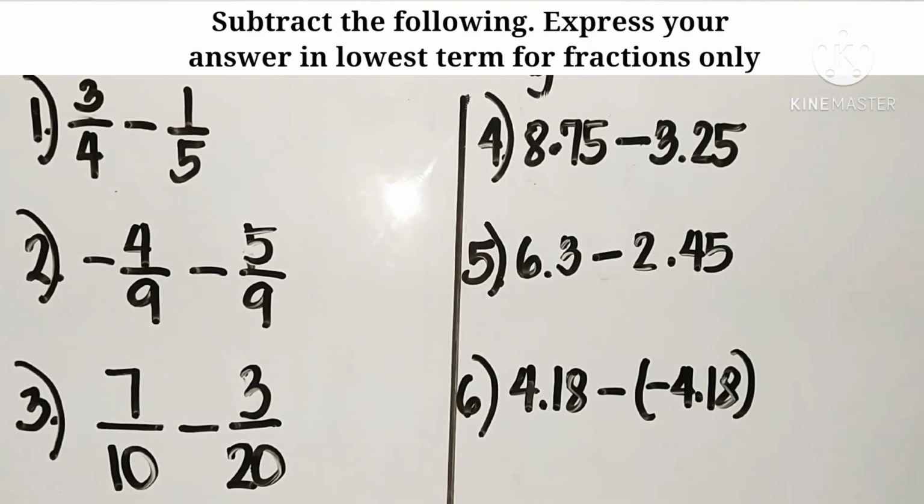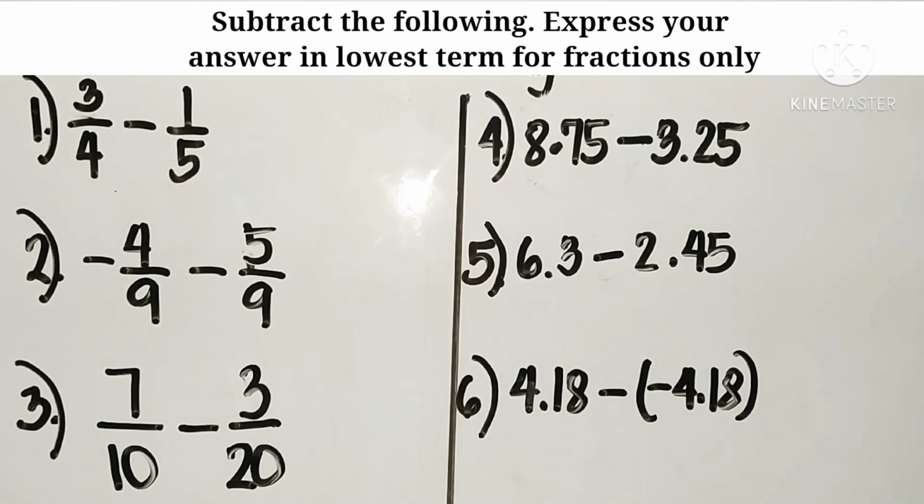Subtract the following numbers. Number 1, 3/4 minus 1/5. Number 2, negative 4 over 9 minus 5 over 9. Number 3, 7 over 10 minus 3 over 20. Number 4, 8 and 75 hundredths minus 3 and 25 hundredths. Number 5, 6 and 3 tenths minus 2 and 45 hundredths. Number 6, 4 and 18 hundredths minus negative 4 and 18 hundredths. Pwede nyong itigil ang video for 5 to 10 minutes habang kayo ay nagsasagot. Then, i-continue nyo na lang kapag kayo ay mag-check na ng inyong sagot.